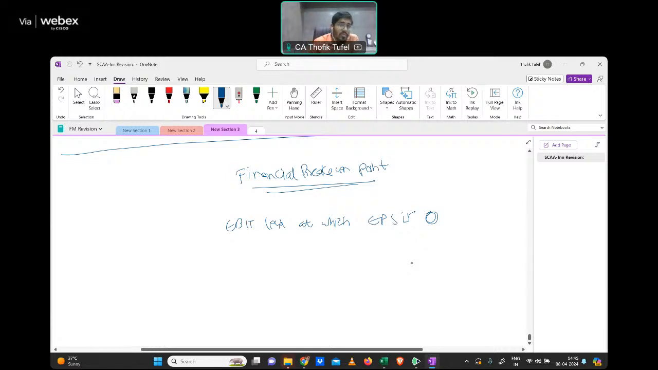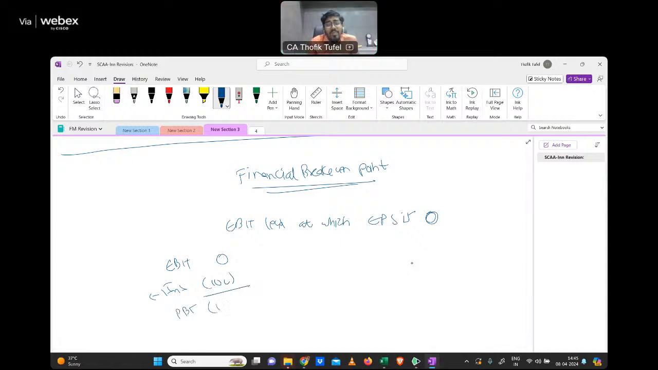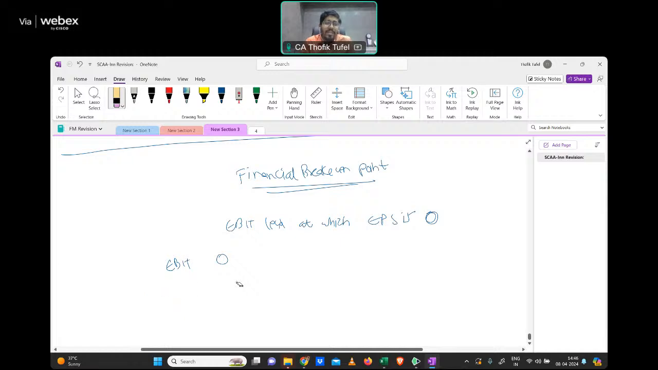Why, sir? Suppose your EBIT is 0. You have to pay interest, correct? It doesn't mean that if I'm earning nothing, I will not pay interest. You have to pay interest. So if you pay some 10 lakh rupees interest, your profit before taxes is becoming negative 10 lakh rupees, then taxes, then comes the profit after taxes, earnings available to equity shareholders, and your EPS will be negative. So the question is how much minimum earning I should have that will make my EPS 0, which is nothing but the break-even point.